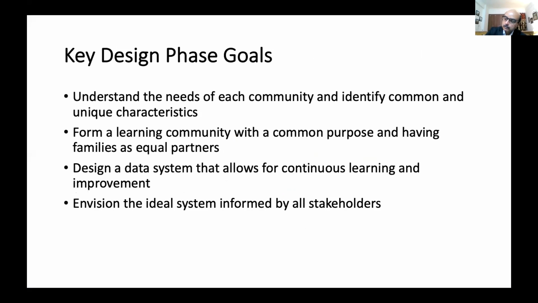So we understand the needs of each community. We identify the common threads. We form a learning community with a common purpose. This is defined by the goals we set. We design a data system that allows for continuous learning. And then we envision what all the stakeholders in the system want.